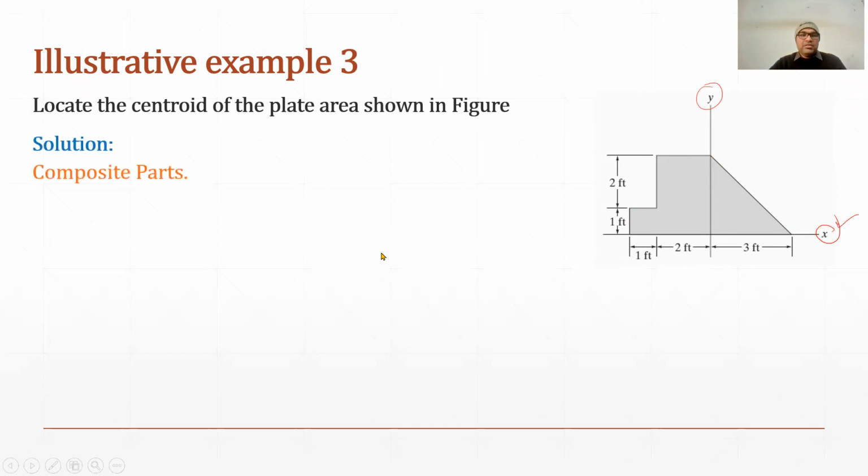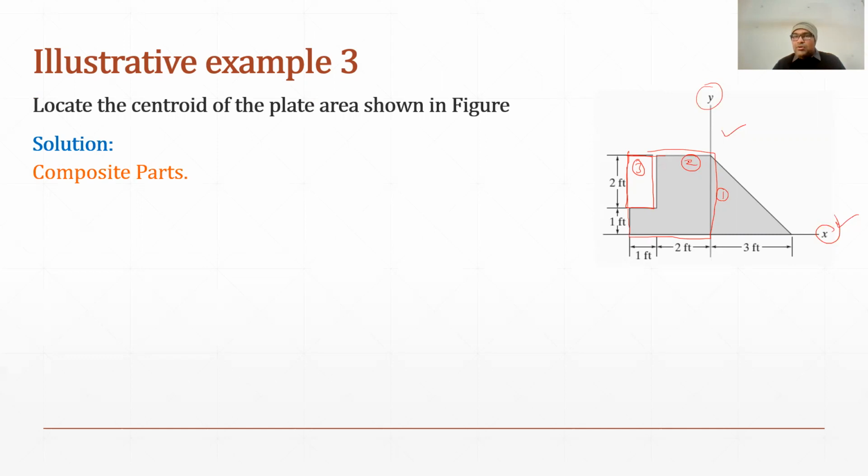Now in this, our first step is to find out the composite parts. As I said, this area can be divided into three figures. One figure is this rectangle. The second figure can be the whole square. The third area can be this one, which is a negative area, because there is no area there, so we will consider this as a negative area.